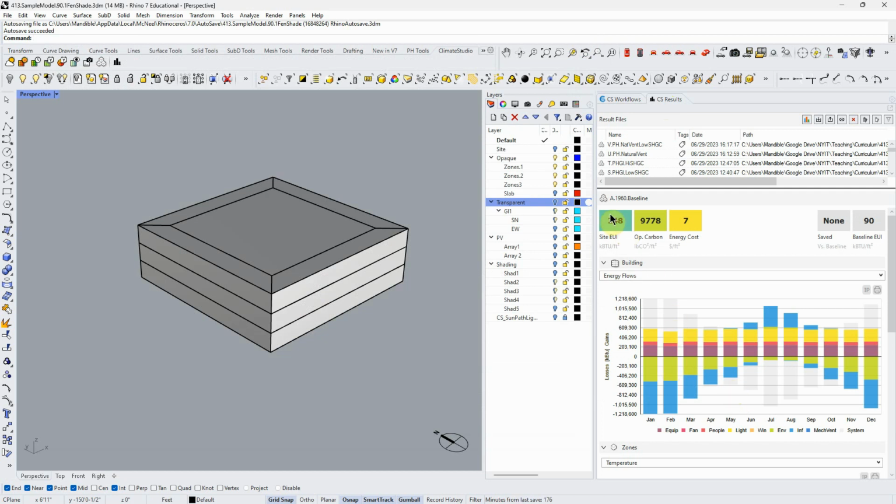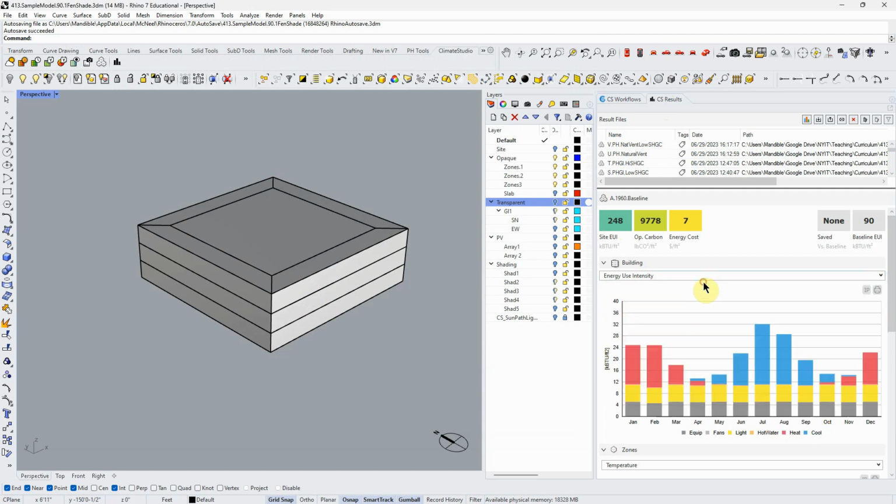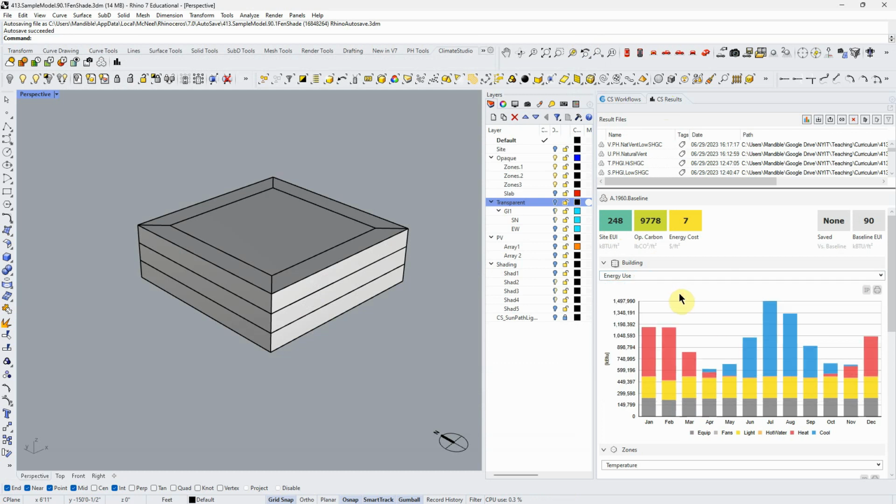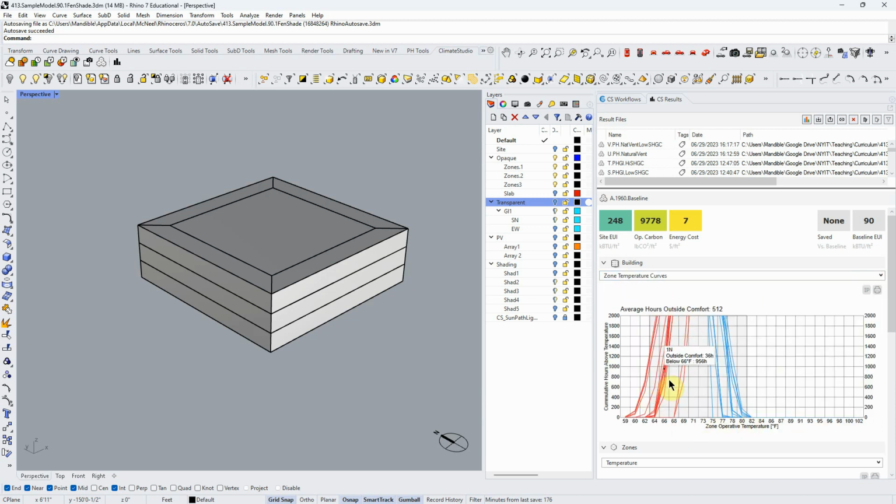Pretty high site EUI, and by the way, this is the energy use intensity per square foot. This is the total. Really high loads here. The zone temperature curves are interesting. The gray is the comfort zone. And actually, no, it's not. I know the comfort zone doesn't go out to 80, but anyway, let's not worry about that.